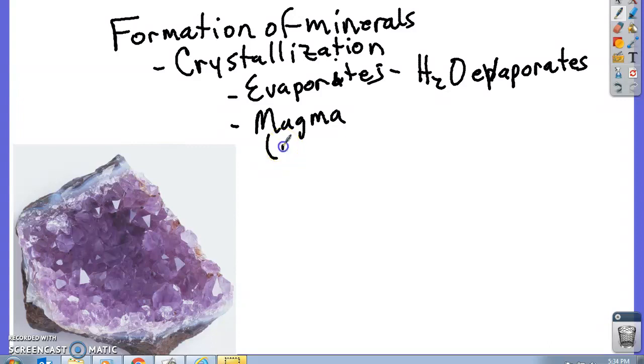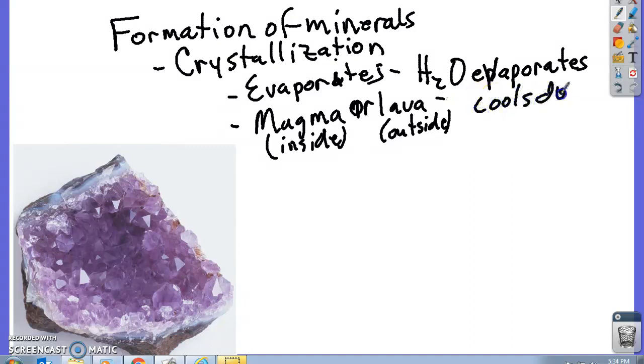liquid rock inside the earth, or lava, which is outside the Earth's surface. Once it gets above the surface, it's called lava. Same difference. Melted rock. Okay, when that melted rock cools down, then it begins to form crystals. Either the actual material was liquid, which would be magma or lava, or it was dissolved in water and the water evaporated away. Either way, it leaves crystals.